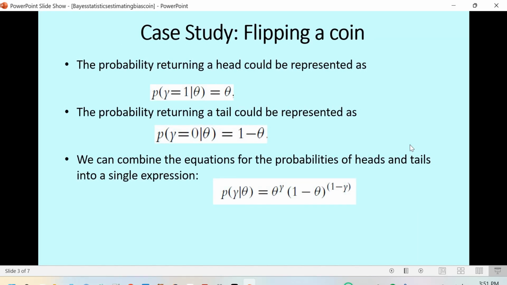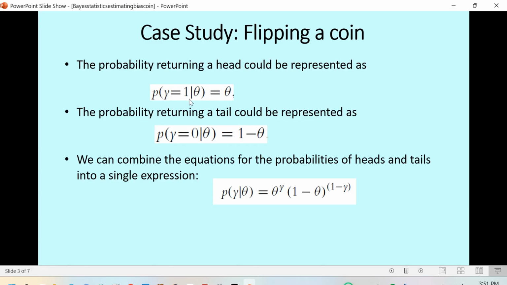And next we take a look at the case of flipping a coin. Actually, this case is very popular in elementary statistics and probability. Flipping a coin gives a head or a tail, only two results. And we are interested in the probability of the parameter theta that gives a head. This can be represented as the probability of gamma equals 1 given theta.